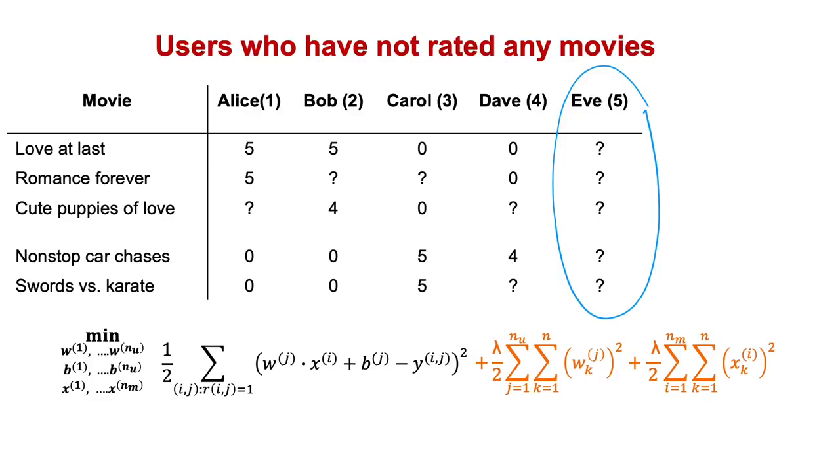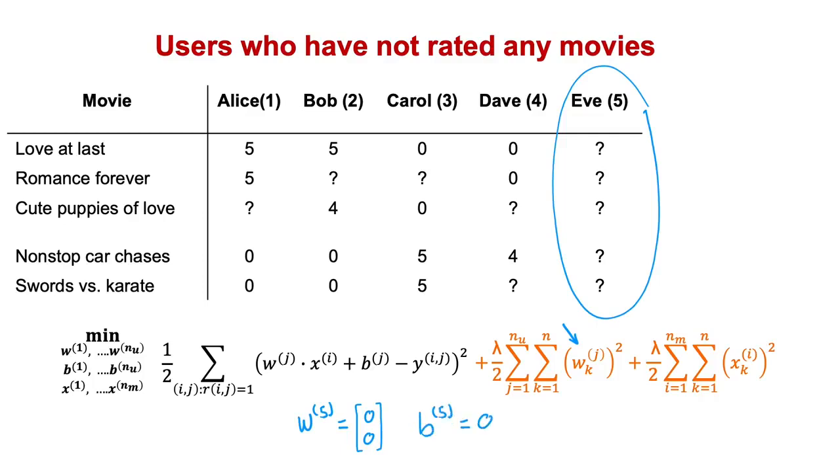on the user Eve. In fact, if you were to train a collaborative filtering algorithm on this data, then because we are trying to make the parameters W small because of this regularization term, if you were to run the algorithm on this data set, you actually end up with the parameters W for the fifth user, for the user Eve, to be equal to 0, 0, as well as quite likely B5 equals 0.